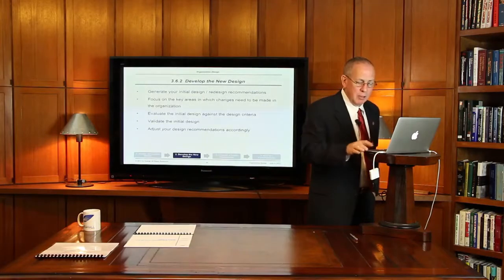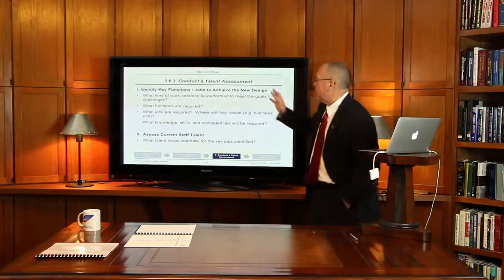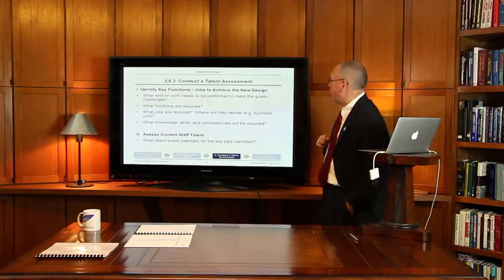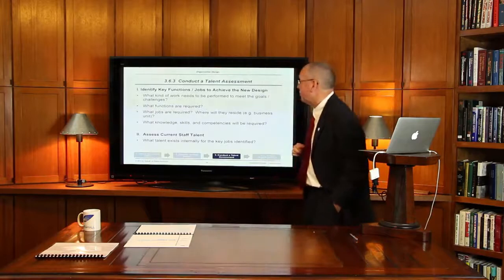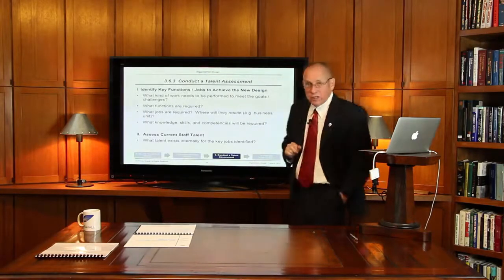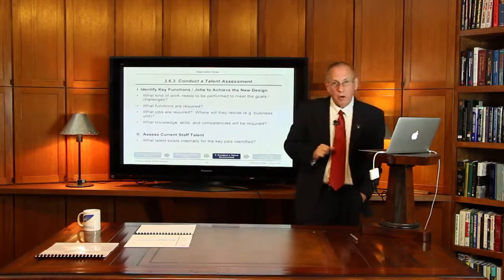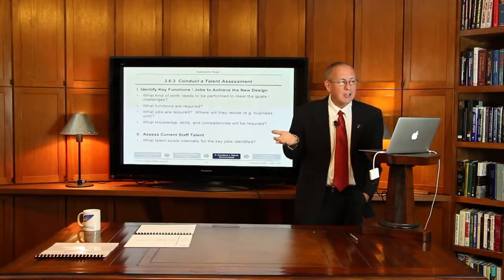So that's on the paper. Then, as I mentioned, we do our people mapping. So we identify the key functions and jobs required to achieve the organization as part of the design. We then get into identifying specific jobs and in what department, etc., into identifying what are the skills, knowledge, and competencies required for each function. And then we look at the current talent that exists in the organization.